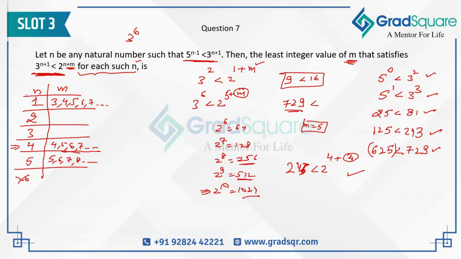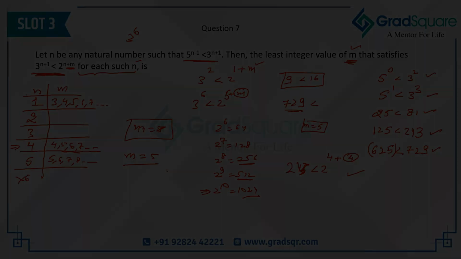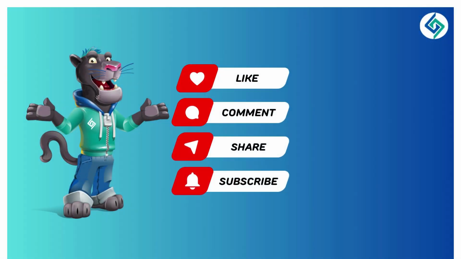So what is going to happen? For each value of n, you have to find out the value of m. So what is the value of m which is present everywhere now? It is m equal to 5. So 5 will be the answer for this particular question.